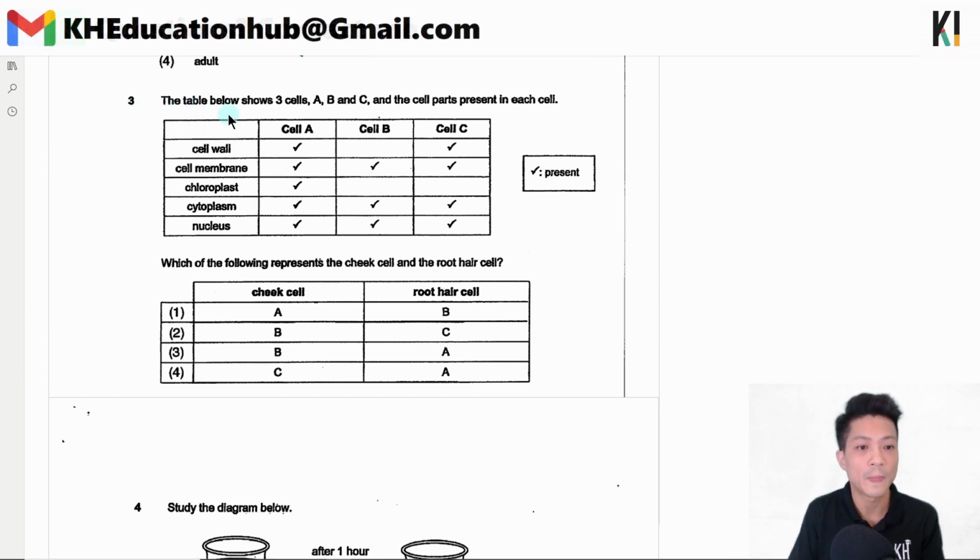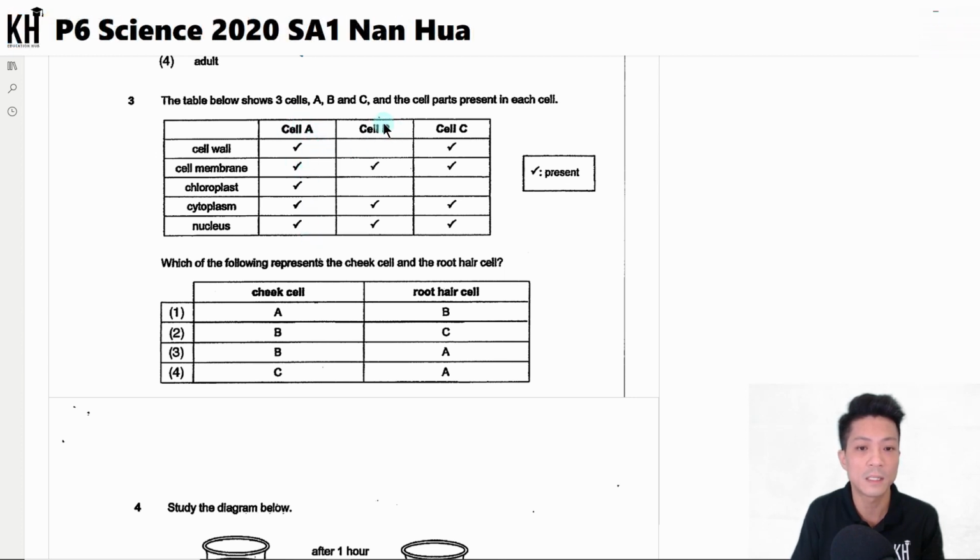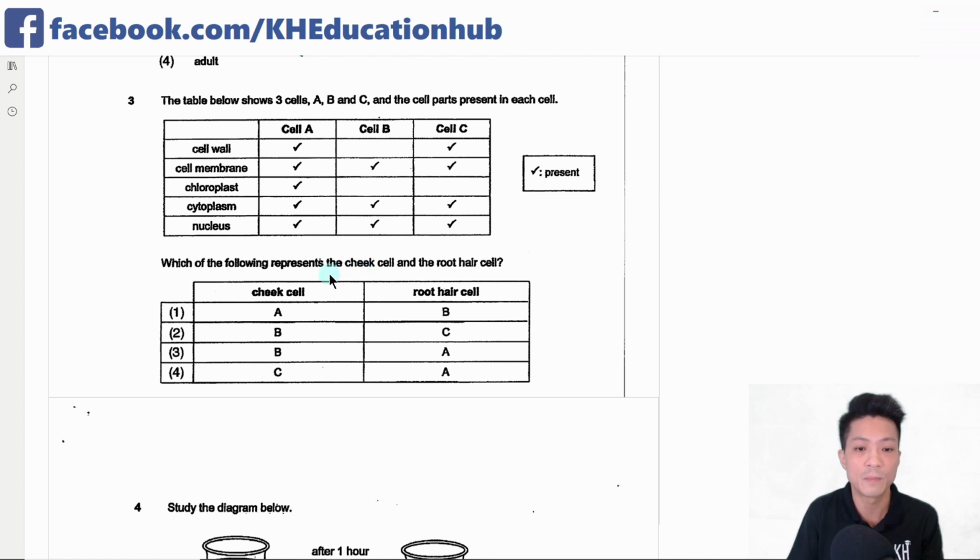Question 3. The table below shows 3 cells, A, B, and C, and the cell parts present in each cell. Okay, so cell A will have all the parts. Cell B does not have the cell wall and the chloroplast. Cell C does not have the chloroplast. Which of the following represents the cheek cell and the root hair cell?